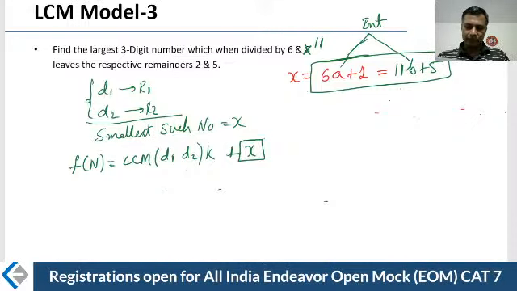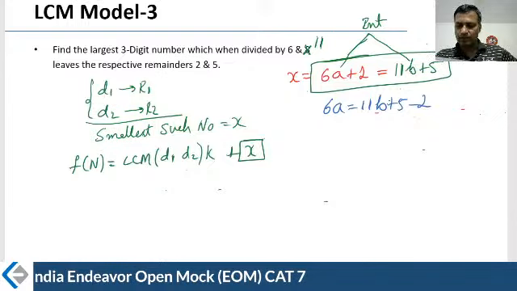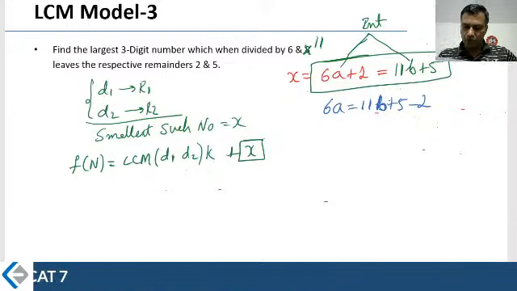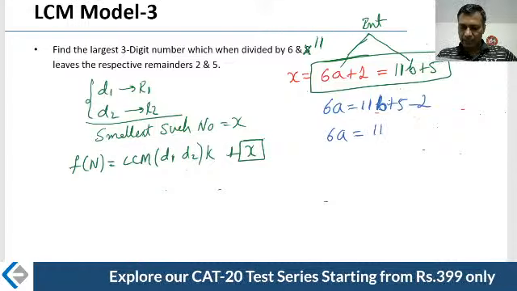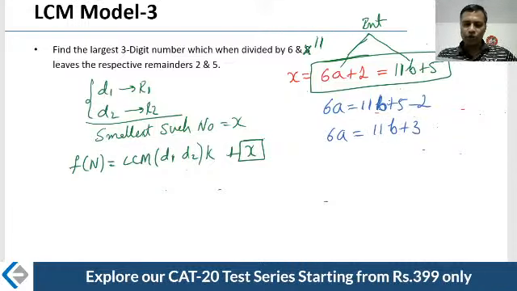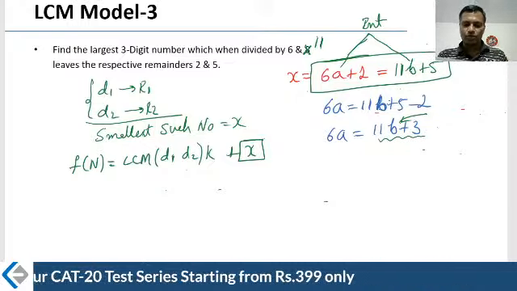So one way of dealing with this: take 6a. 6a is equal to 11b plus 5 minus 2. Take this minus 2 to the other side of the equation and solve this part. Therefore 6a is nothing but 11b plus 3. Now put some tiny values for this b, such that this becomes a multiple of 6, because your idea is to find the smallest value of x.